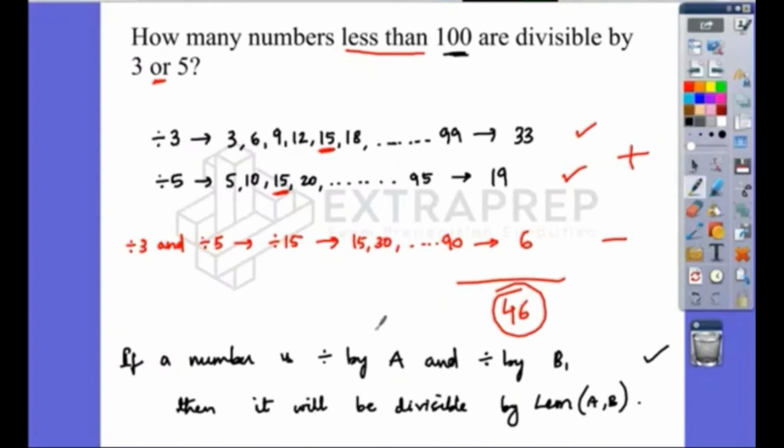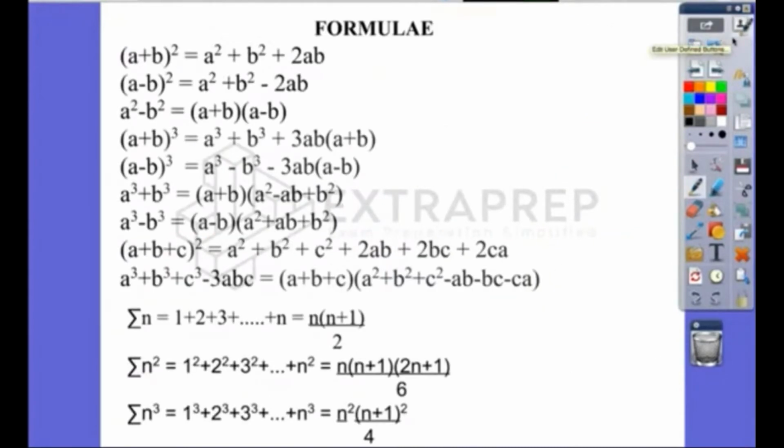If a number is divisible by A and divisible by B, then it will be divisible by LCM of A comma B. So for this question, you have counted how many are divisible by 3, how many are divisible by 5. And then those which are being repeated, which are divisible by 15, have to be subtracted to get your answer. Clear? Formulae.